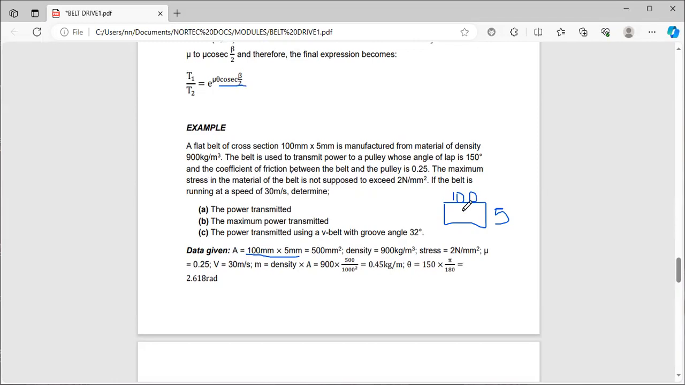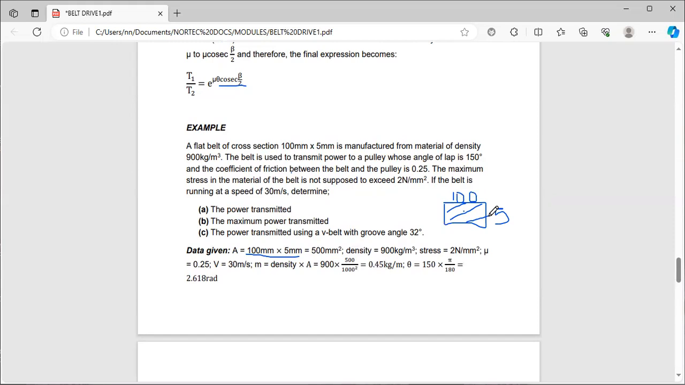How do you get the area? The area now talks about this thing here, the cross-section area. So the area, you multiply the width by the thickness, so you have 5 by 100 giving you 500 square millimeters. What about the density? The density of the belt, we already told it's 900 kg per cubic meter. So we don't need to convert anything.